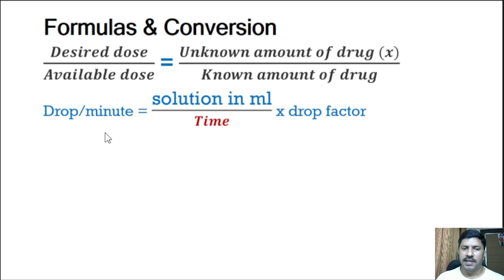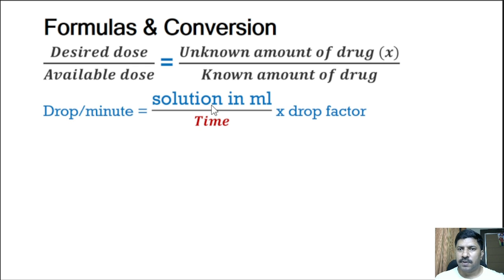Next, another formula is to find out drops per minute. For that, we need the solution in milliliters. If it is in liters, we need to convert it into milliliters, and then divide it by time. Time should also be in minutes. If the question gives hours, we need to change that time into minutes. To convert hours into minutes, we multiply by 60. Then that is multiplied by the drop factor. So these three things we need to find drops per minute.